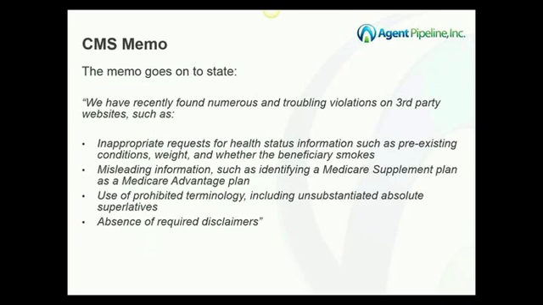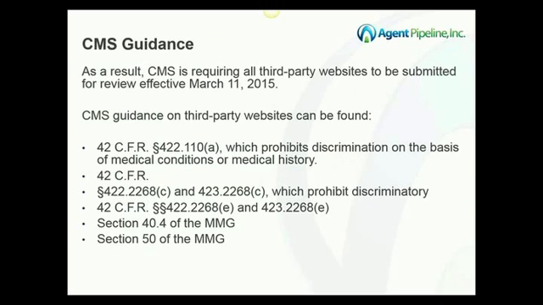Not that any of you are probably dying to go out and read through all of the guidelines, but just in case you're wondering where they're getting their information from, these are the sections of the Medicare marketing guidelines and the Code of Federal Regulations that CMS is citing. So all of the guidelines that we talk about today can be found in one of these areas. And as a result of this memo, CMS is requiring that all third-party websites be submitted to them for review, and that went into effect March 11th, so a couple weeks ago. Some of you may have gotten some emails from some carriers or from us asking you to submit your URL for approval, and this is what we're talking about.